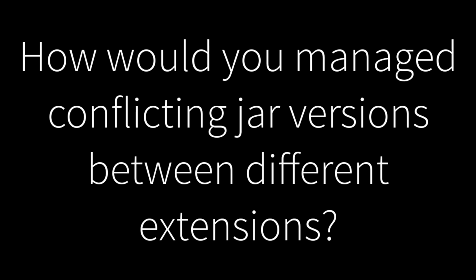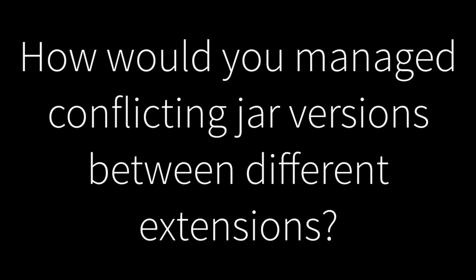Let's see. So the question is, how would you manage conflicting jar versions between different extensions? Yeah, conflicting jar versions between different extensions. This is an actual tough one. So let me just give you some background. First of all, when we think of conflicting versions, the way that we solve this problem for Sparklyr was by versioning our jars. So we basically add support for multiple. We compile multiple versions that you can actually see on RStudio in the inst Java folder.